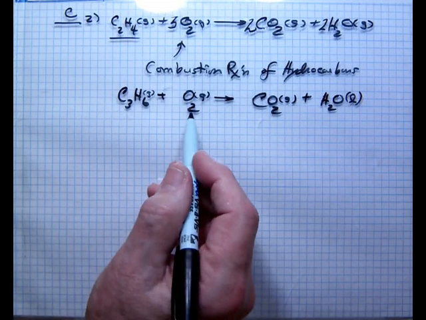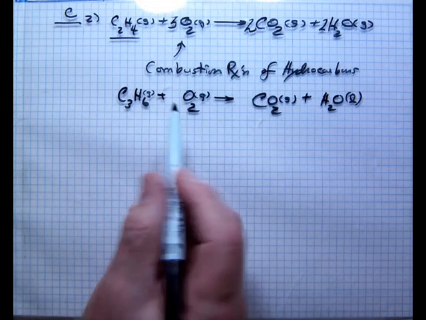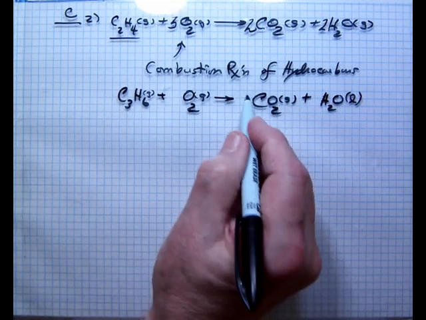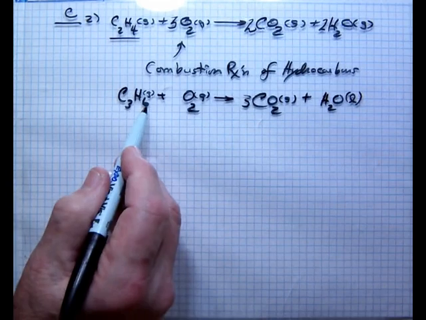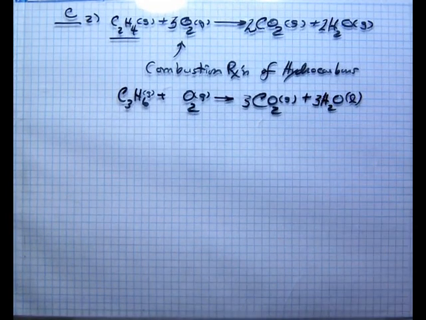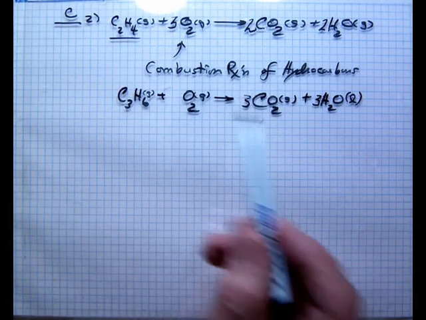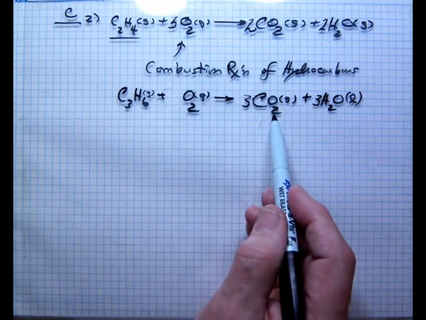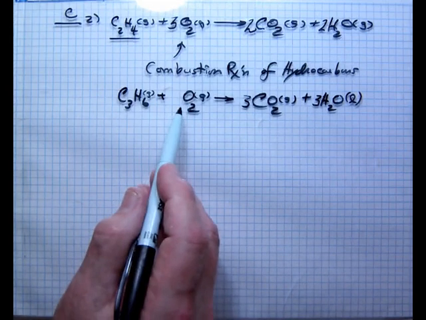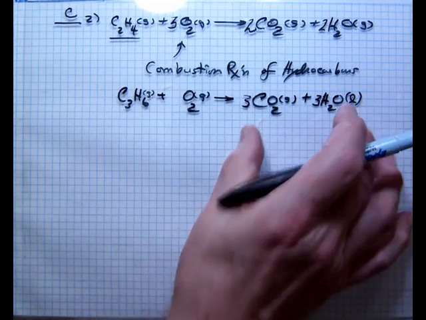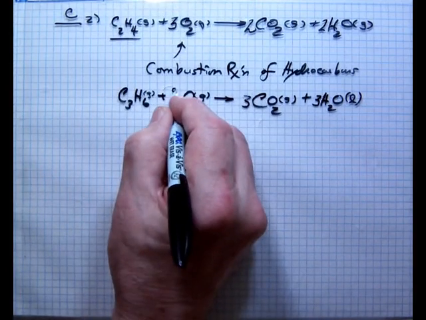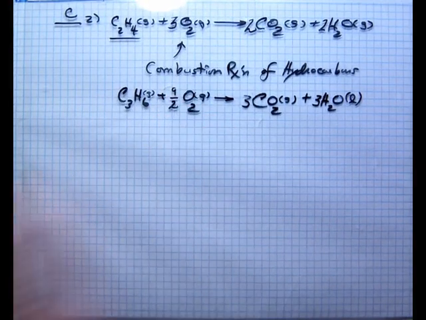I'll leave the oxygen to last in the balance, so I will work with the carbons. I got 3 carbons, so I'm going to need 3 over here. Then hydrogen, I got 6. I only have 2 here, so I'm going to put a 3 right there. So now I count out my oxygens: 2 times 3 is 6, 7, 8, 9. 9 oxygens. Well, how do I balance the oxygens if I've got 9 over here and 2 over here? It's legal to put a 9 halves in there.